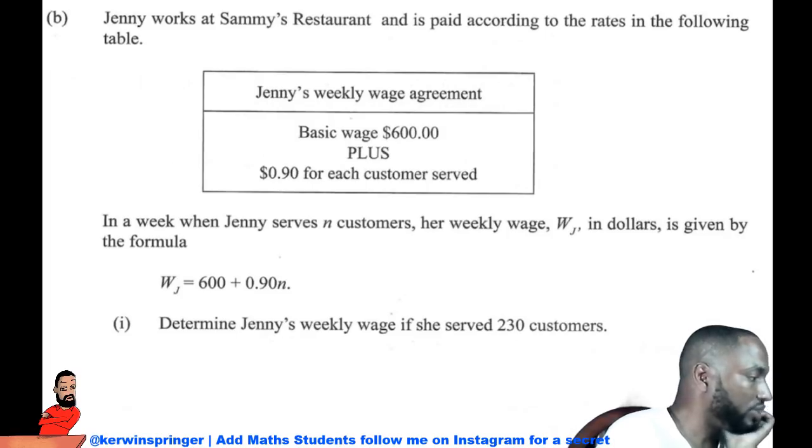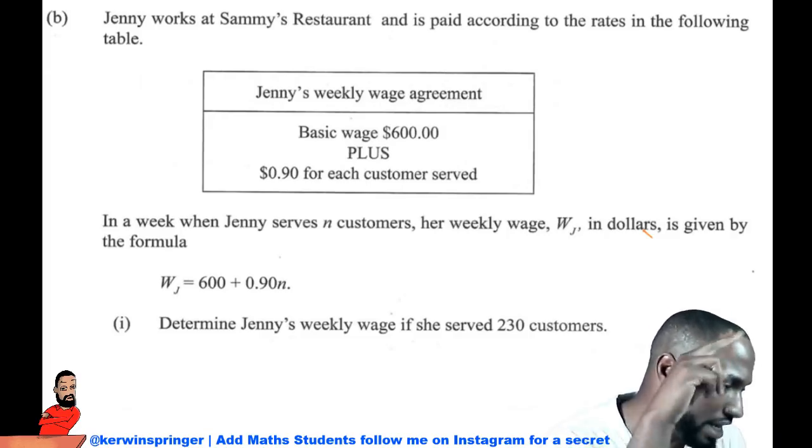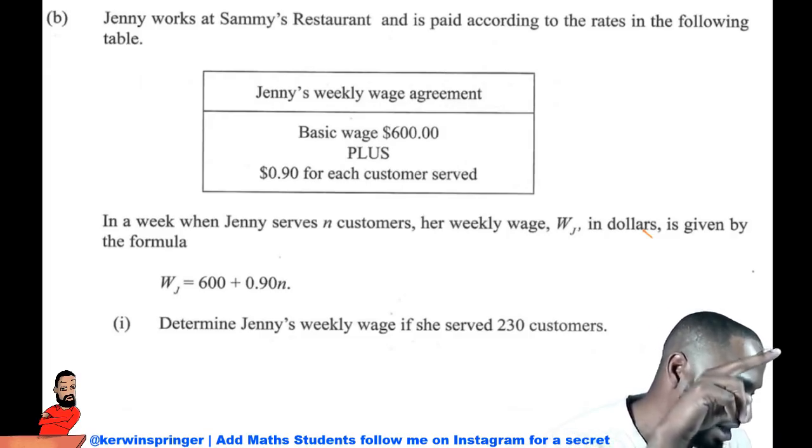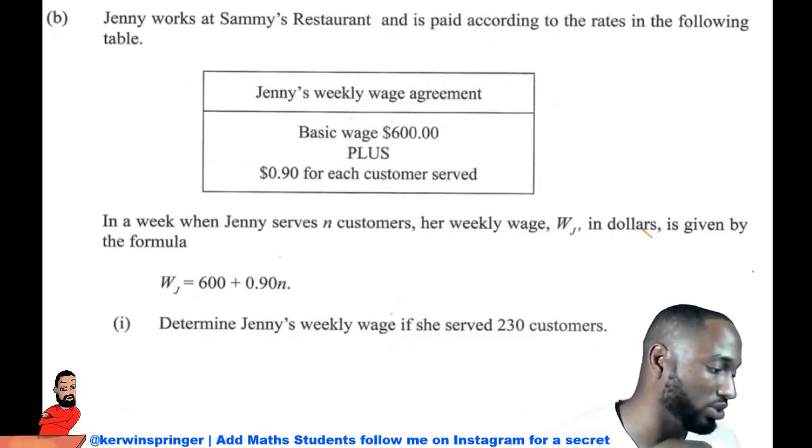So we're doing this. Jenny works at Sammy's restaurant and is paid according to the rates in the following table. In a week when Jenny serves N customers, her weekly wage is given. Determine Jenny's weekly wage if she serves 230 customers. I've seen people rolling out, good night, and I've seen people coming in. So good night to those rolling out, good night to those who are coming in.